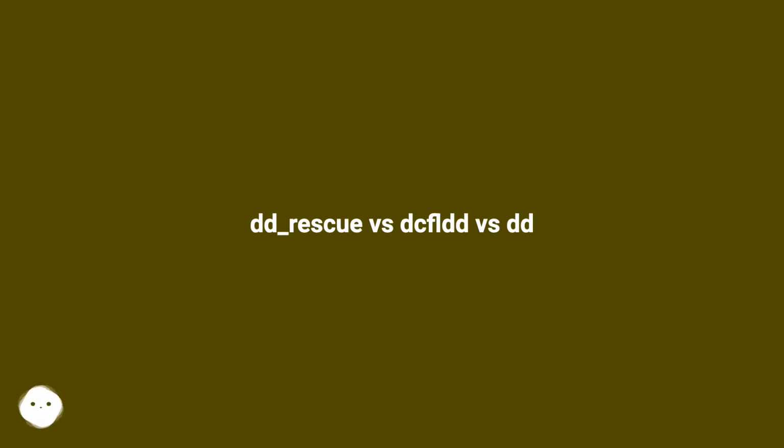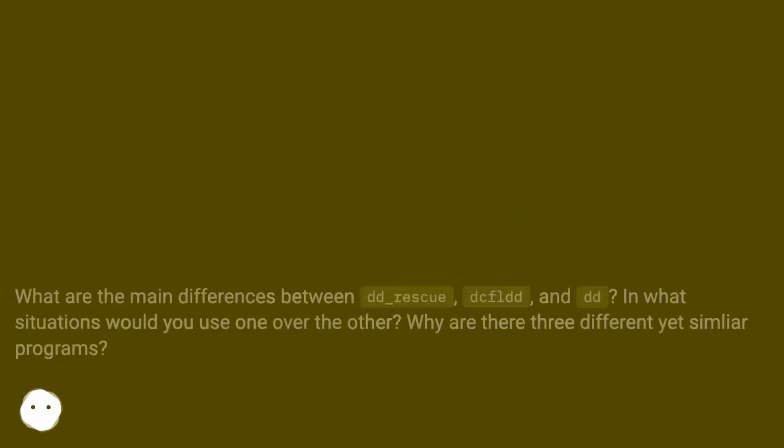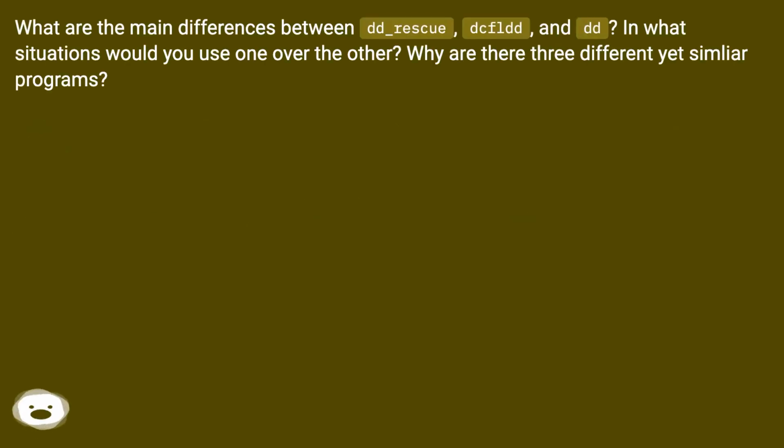Dcfldd versus Dcfldd vs Dd. What are the main differences between Dcfldd, Dcfldd, and Dd? In what situations would you use one over the other? Why are there three different yet similar programs?